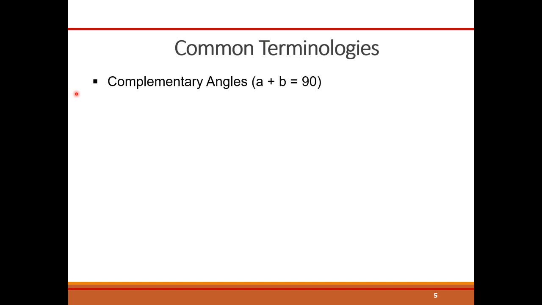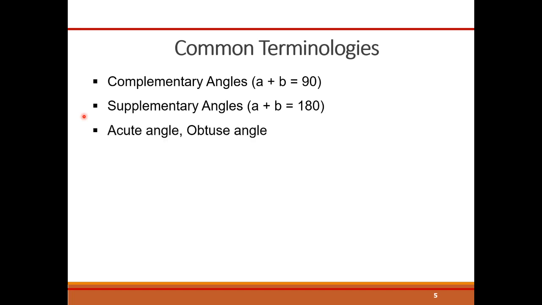These are some of the terminologies that will be used in surveying. Complementary angles, as you already know: if the sum of two angles equals 90 degrees, those two angles are termed complementary angles. If the sum of two angles comes out to be 180 degrees, then the two angles are known as supplementary angles. Acute angle and obtuse angle. The angle which is less than 90 degrees is known as an acute angle, while an angle greater than 90 degrees and less than 180 degrees is known as an obtuse angle.